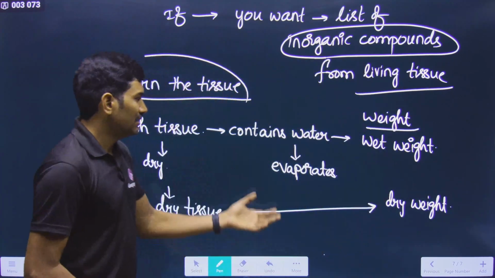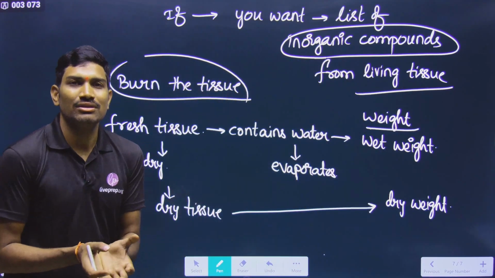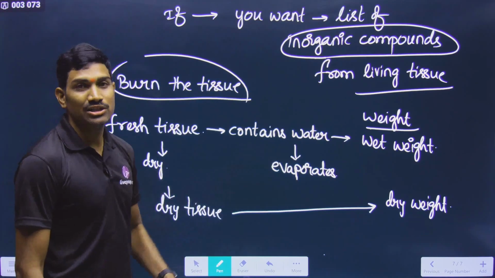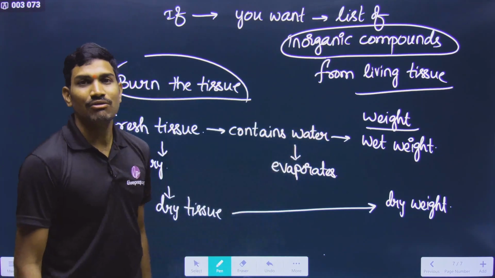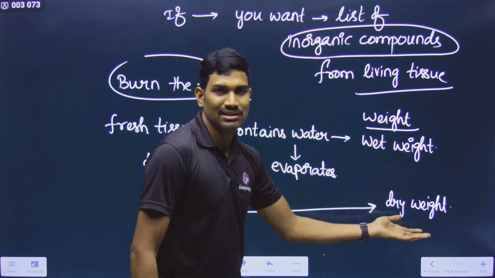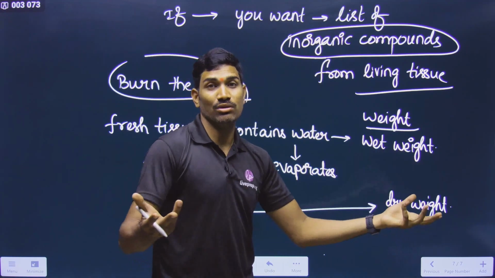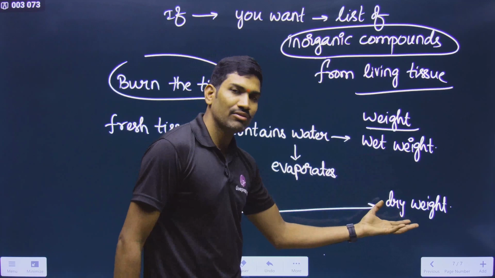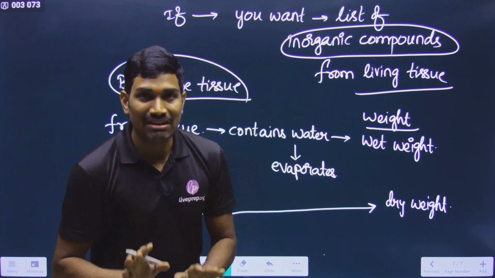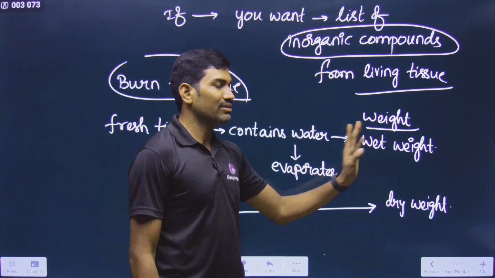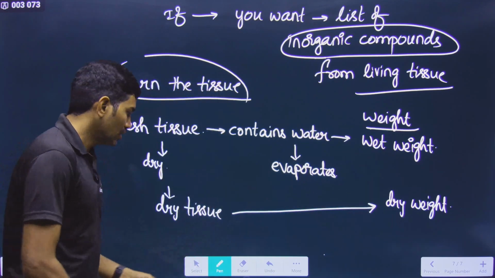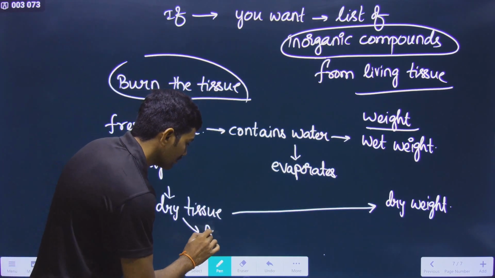So definitely the majority of the content of the tissue is water only. Approximately 70 to 80% water is present. So if that water is evaporated, this weight will decrease. Yes or no? Definitely wet weight is more because more water is present. If the entire water is evaporated, whatever we get is called dry weight. Definitely dry weight will be less than wet weight. And once you get this dry tissue, now you need to burn this.